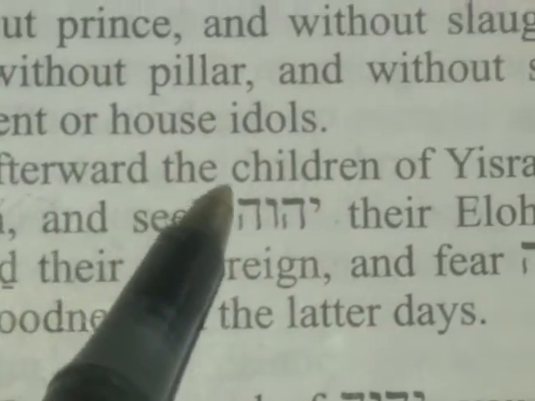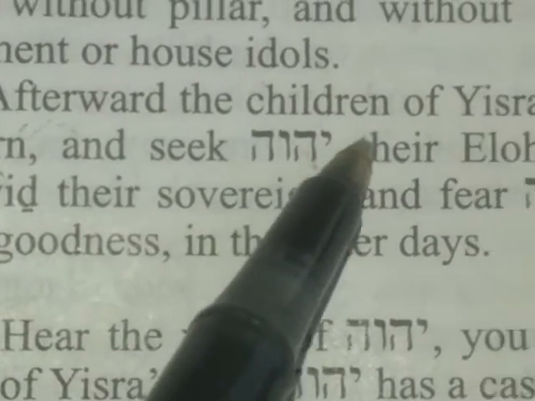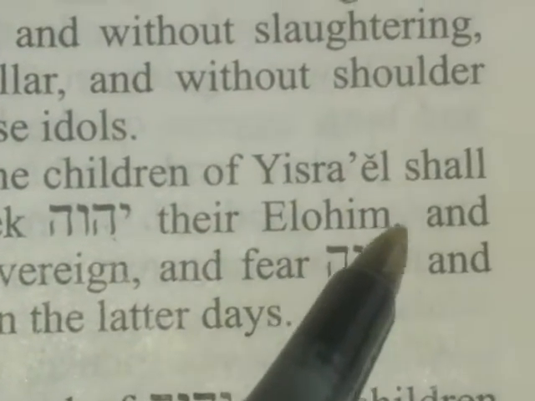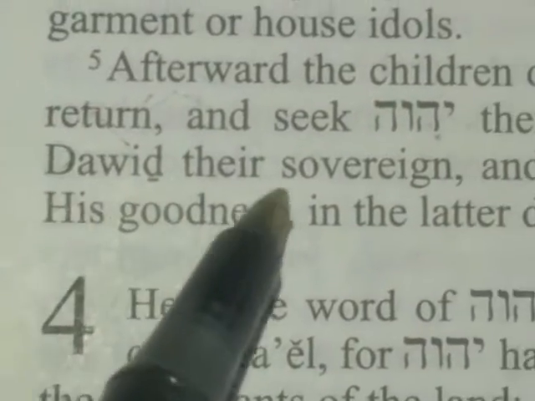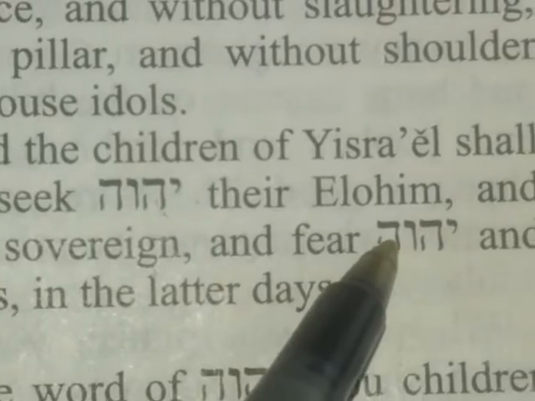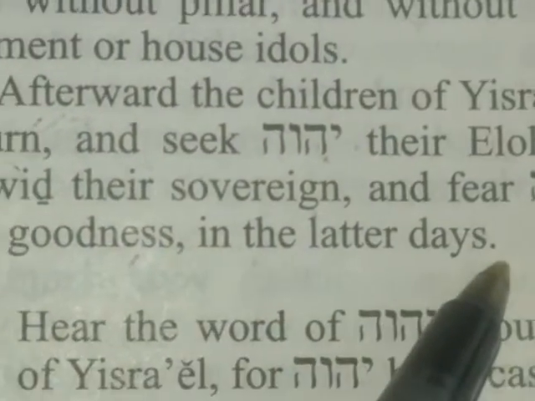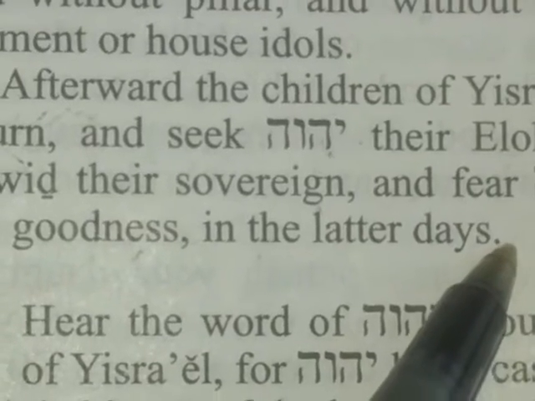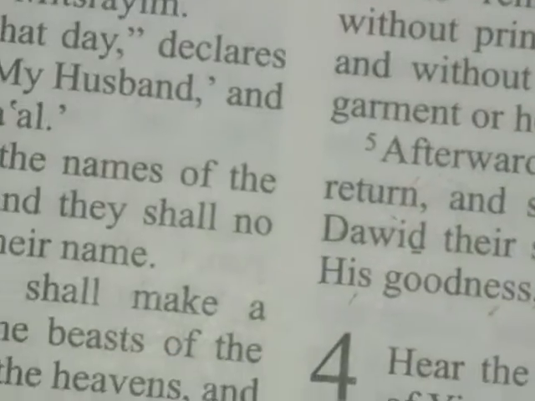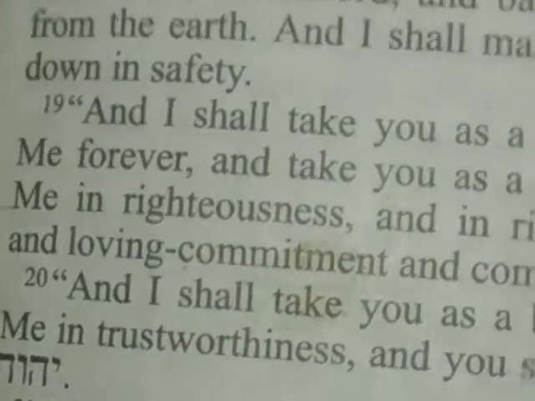Say, look, afterwards, the children of Yashael return and seek Yah. See that? They're Barah, they're Elohim, and Dawid, they're sovereign. See? And fear Yah and his goodness in the latter days. You see that? But that don't tell you nothing about going home. It's saying you're going to return. So, you seek Yah and you're idle. That's all you know. See, they hide a lot of things from you.